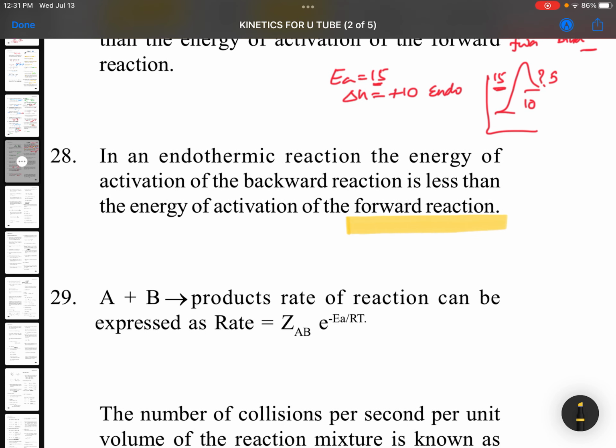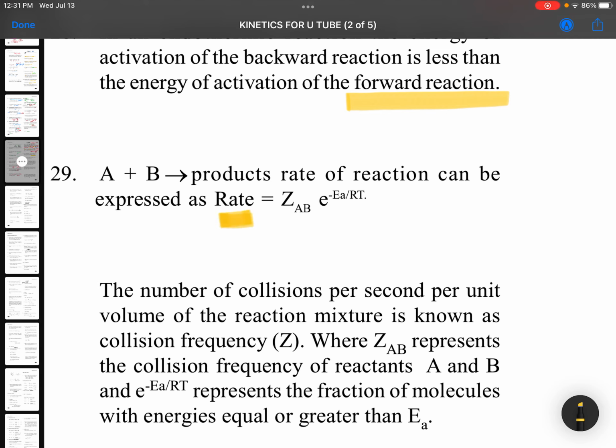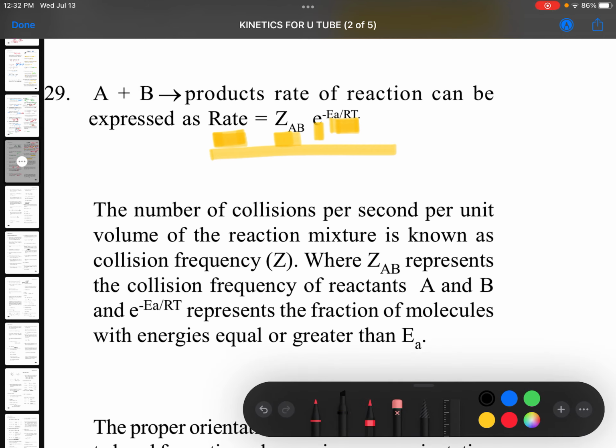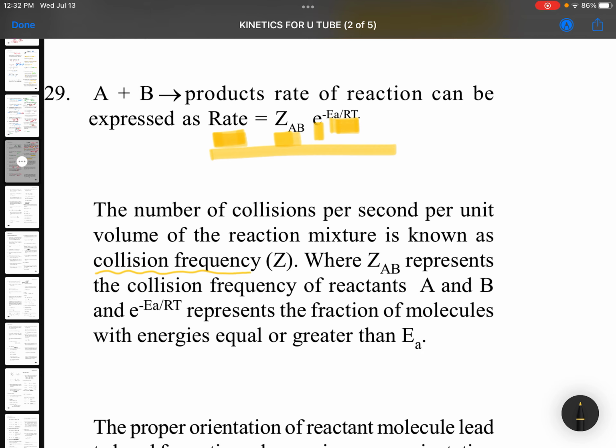A plus B gives rise to products. Rate of reaction can be expressed as rate equals ZAB e to the power of minus EA by RT. This is an Arrhenius type of expression, and it can be explained like this. The number of collisions per second per unit volume of the reaction mixture is known as collision frequency, given by Z. ZAB represents the collision frequency of reactants A and B, and e to the power of minus EA by RT represents the fraction of molecules with energy equal to or greater than the activation energy.